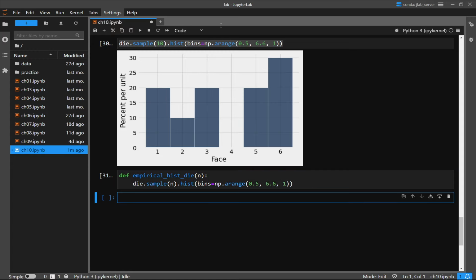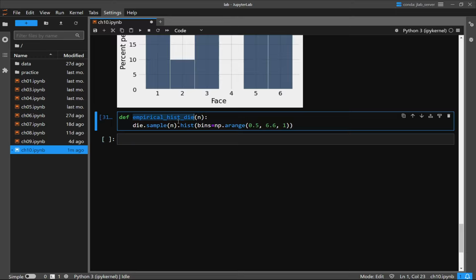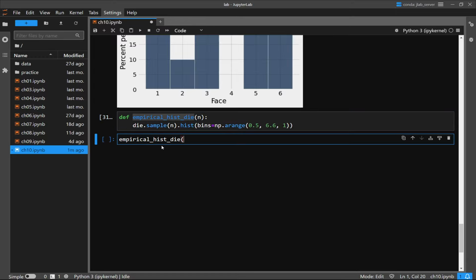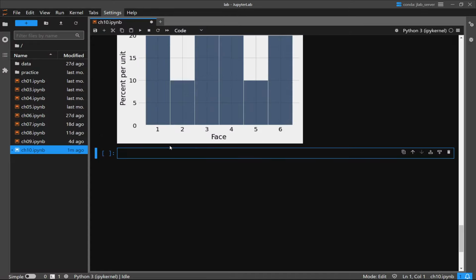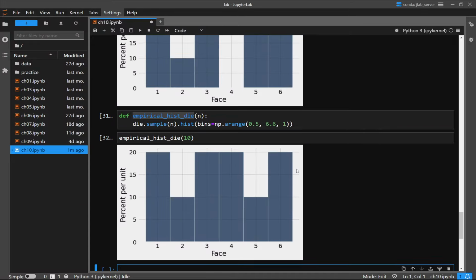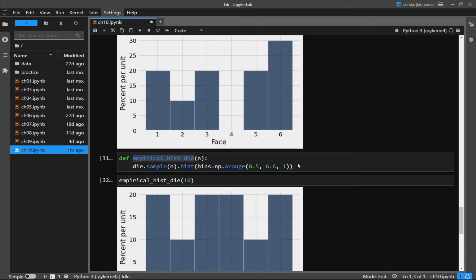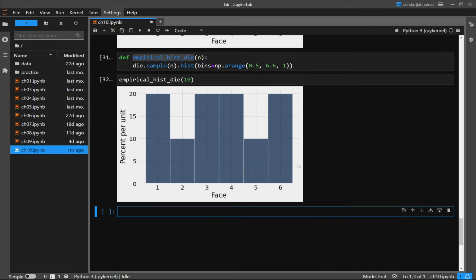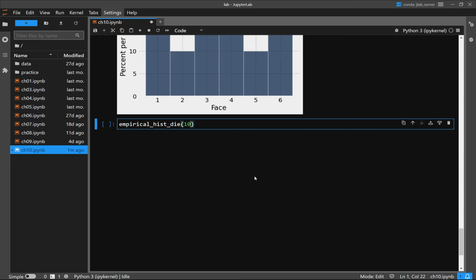And so to redo what I just did, I can just call my function now. Empirical histogram with a die. I'm going to roll it 10 times. That's pretty nice. And notice that we get a different one because it's random. So let's roll 100 dice, or let's roll the one die 100 times, however you want to think about it. Let's do it again.